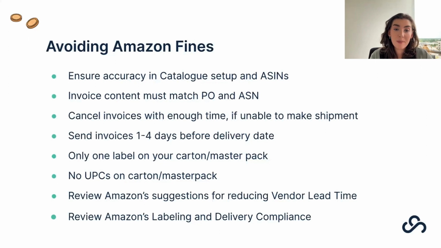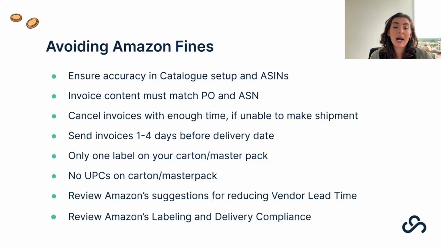Other things that can help you avoid Amazon fines: only one label on your carton and master pack. This is pulled from that label compliance document that Amazon has in Vendor Central. Familiarizing yourself with that and the rules that Amazon has. Sometimes those change depending on the retailer you're working on. So just make sure you have someone on your team who knows the label compliance front to back at this retailer in particular. Other things, no UPCs on carton or master pack. That will mess up the processing. So make sure you're following, again, some of those labeling and compliance things.